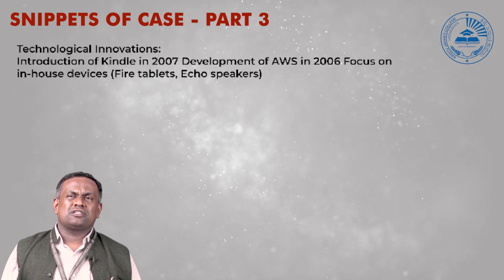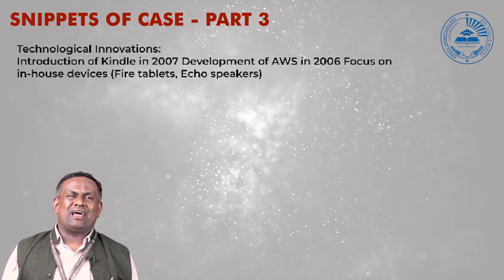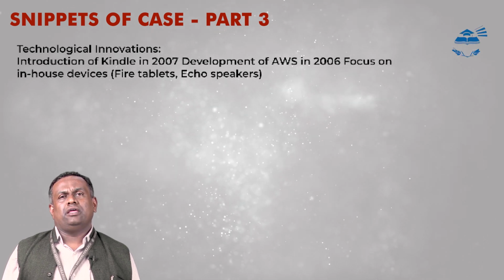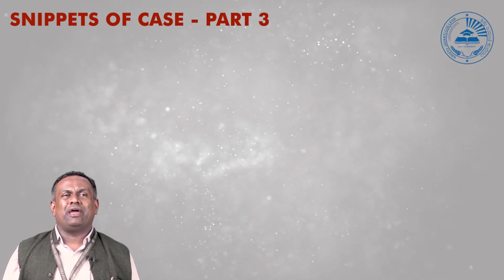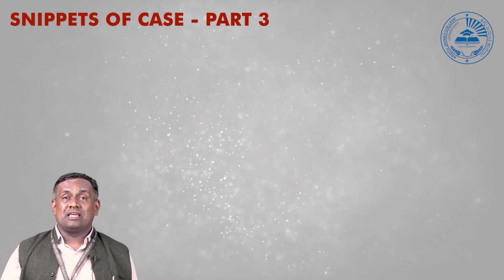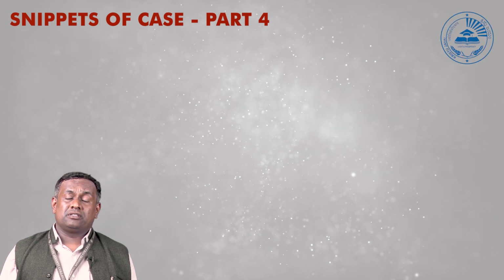It also started focusing on in-house devices such as Fire tablets and Echo speakers, that is hardware that is supporting the operations of online buying and selling. Selling in the sense basically for retailers, and buying for the customers. The third snippet we completed.